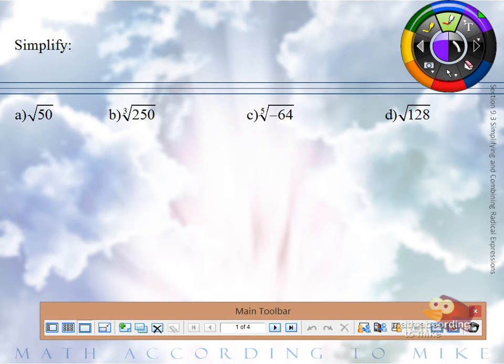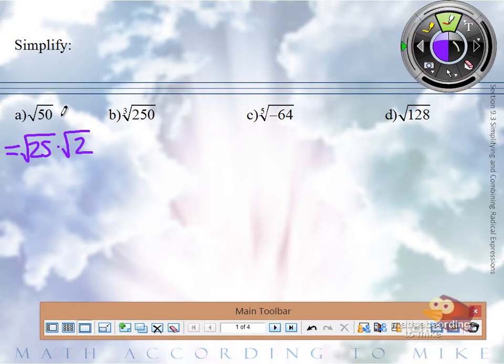Part A, the square root of 50. 50 is not a perfect square, but it contains a perfect square. What perfect square does 50 contain? 25. So you can rewrite this as the square root of 25 times the square root of 2, because 50 is 25 times 2. Oh, that's a times, not a minus there.